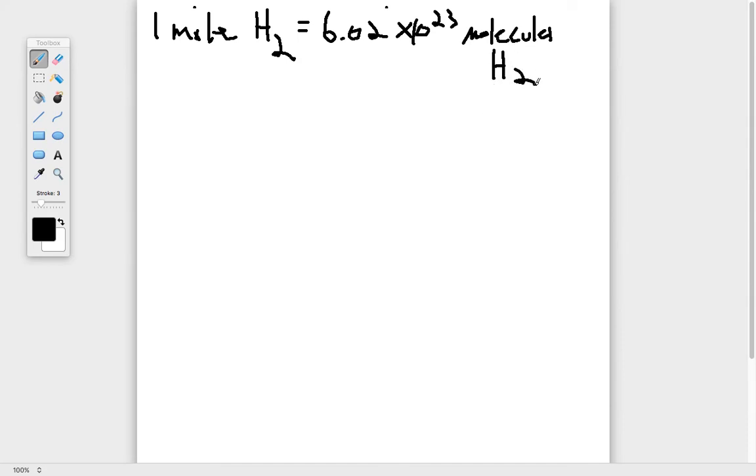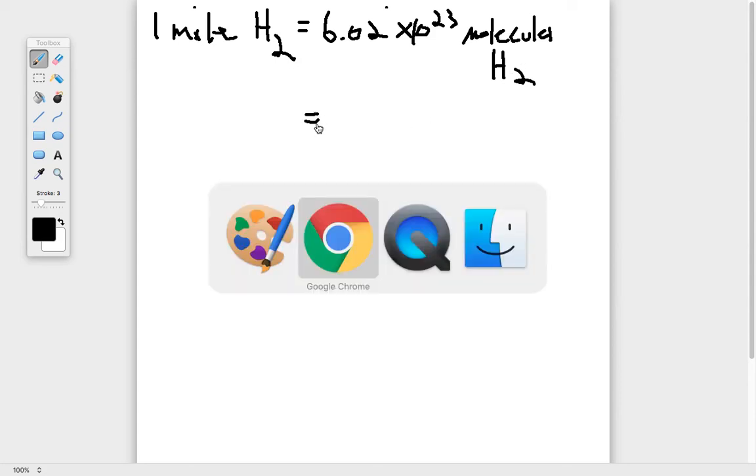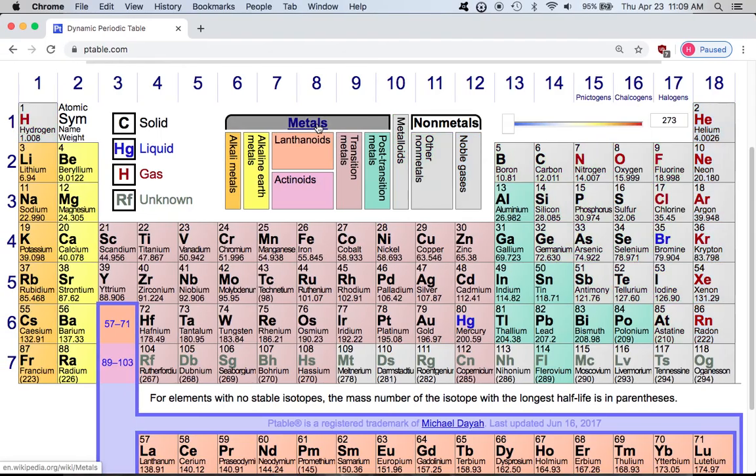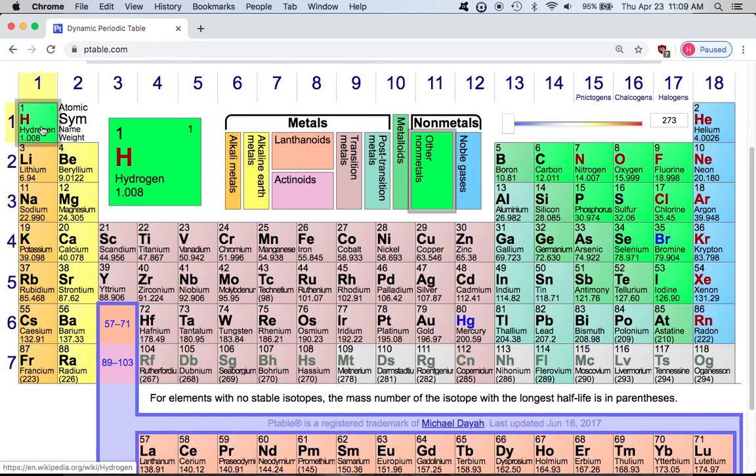Don't forget now, there's 2 atoms of hydrogen in every molecule, right? So when you look at the periodic table now, I'm going to go to hydrogen. Hydrogen's 1.008.